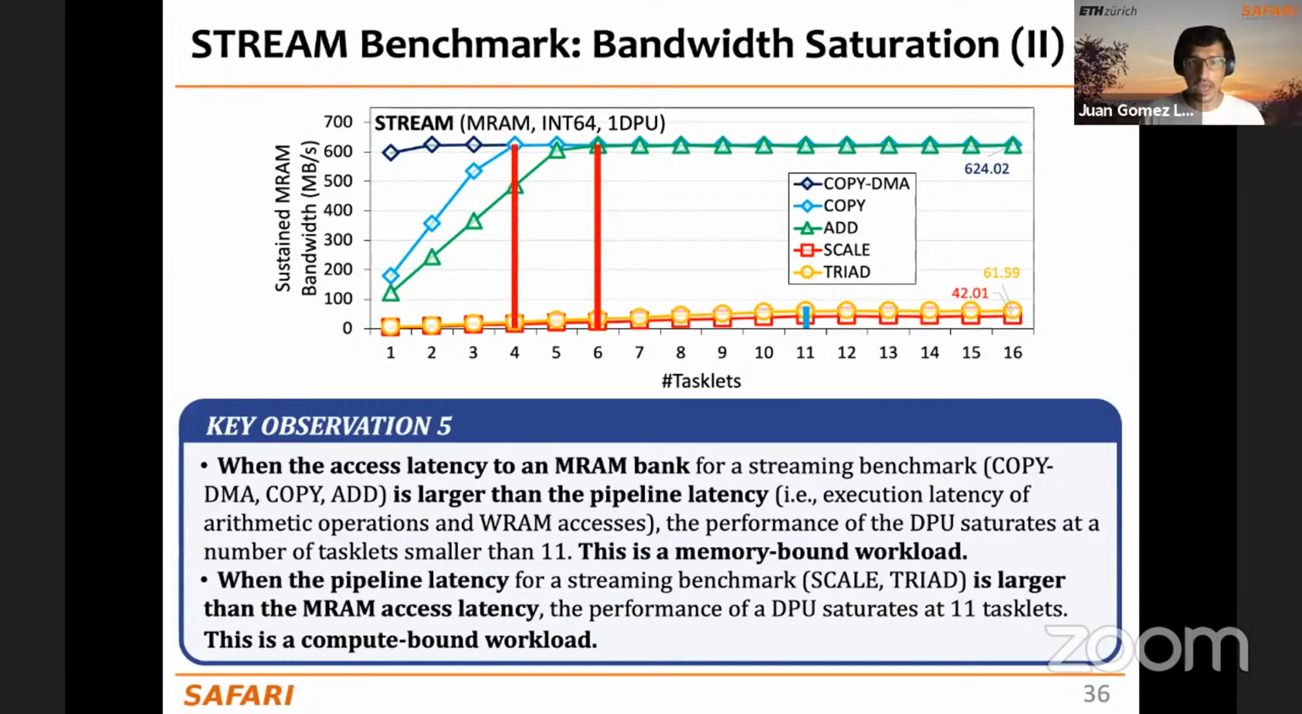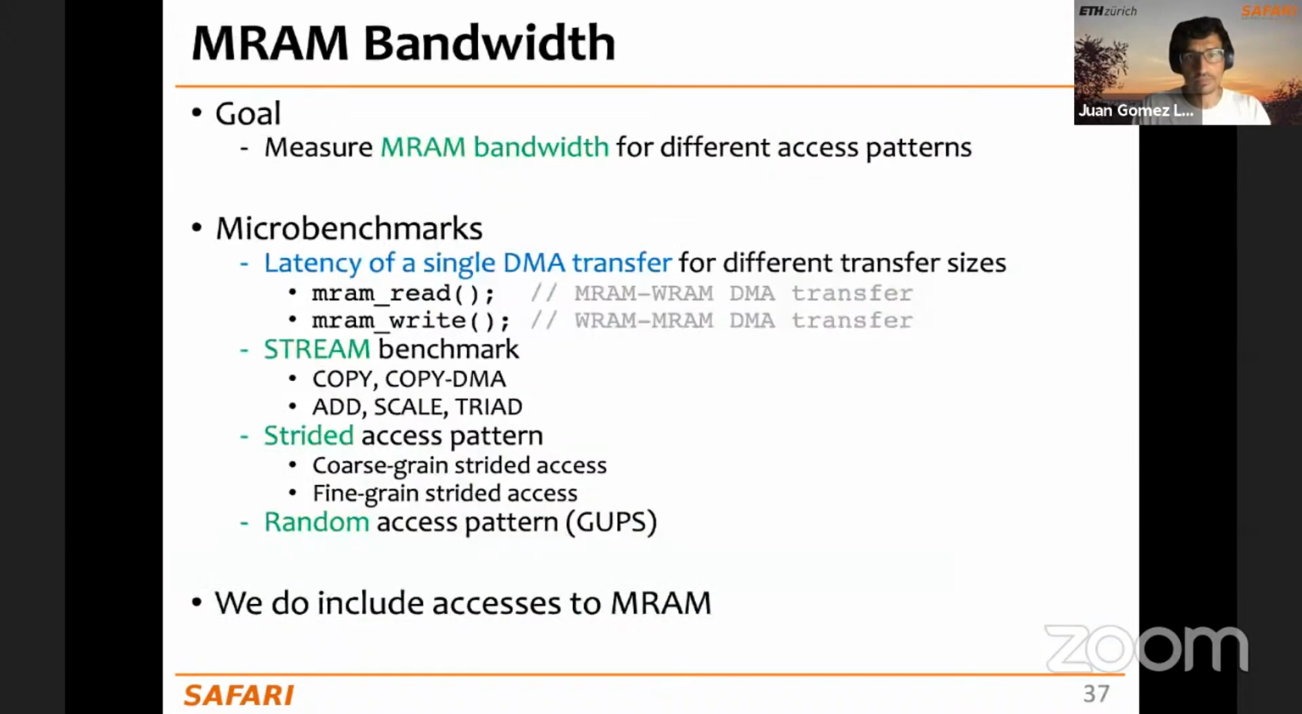When the access latency to an NRAM bank is larger than the pipeline latency, the performance of the DPU saturates at a number of tasklets smaller than 11. And this is what we call a memory bound workload in the UPMEM PIM architecture, in the DPU. And when the pipeline latency is larger than the NRAM access latency, it is the other way around. The performance saturates at 11 tasklets, and this is a compute bound workload in the UPMEM PIM architecture.